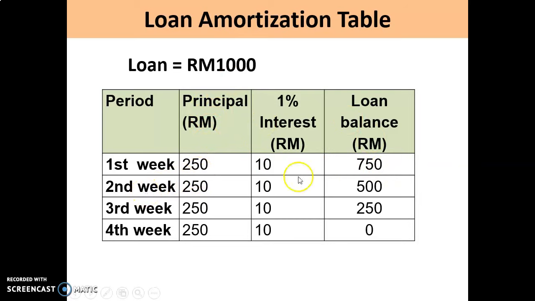And then in the second week the loan balance will reduce, keep on reducing from week to week. So in the end, by the fourth week, there is no more remaining balance of the loan amount because you have paid all together the principal together with the interest for the whole four weeks.